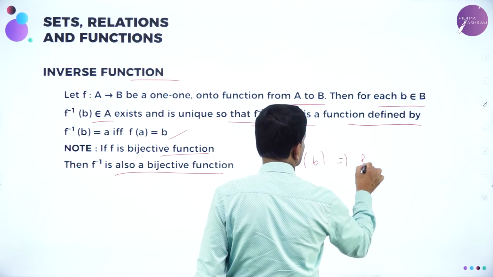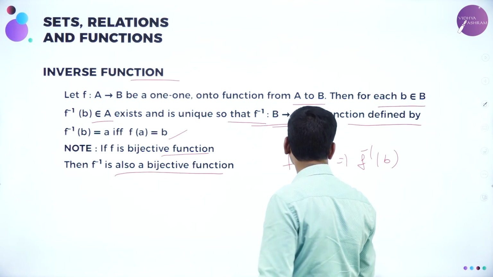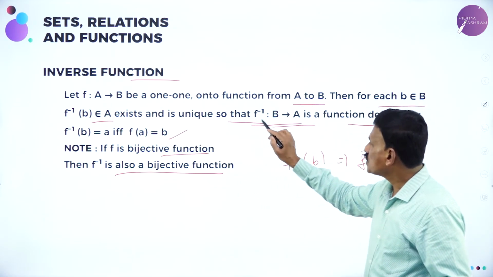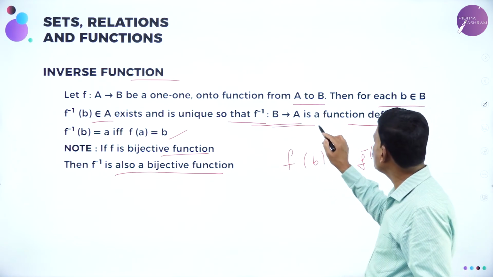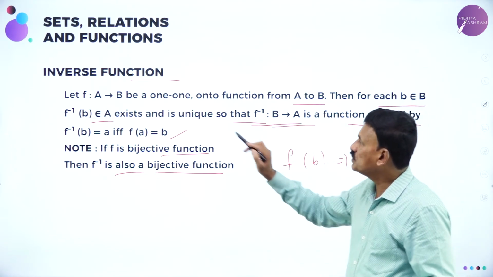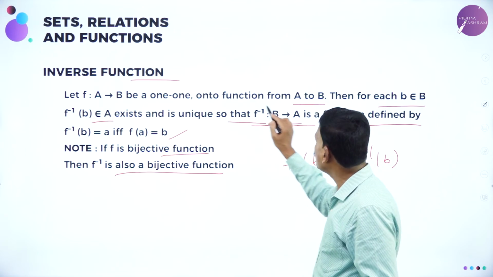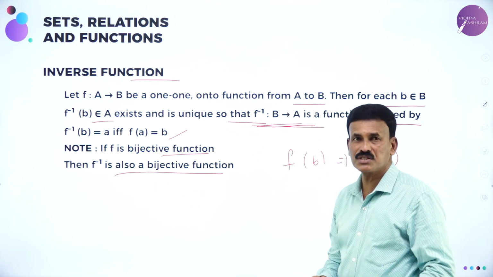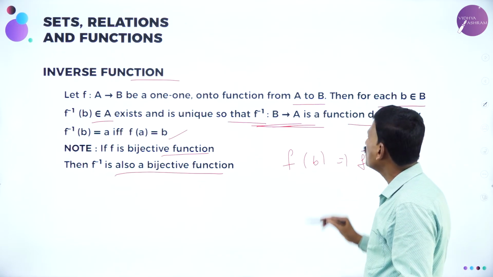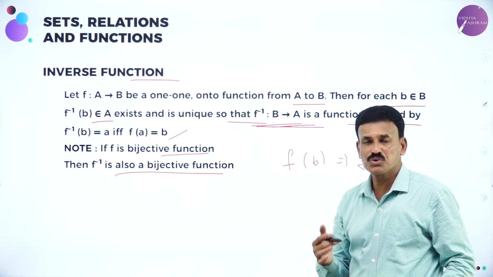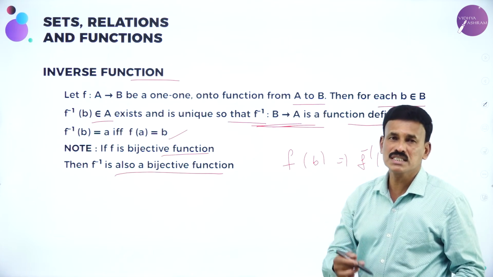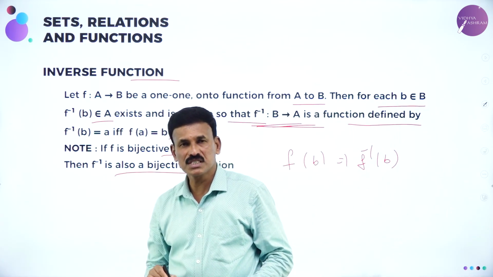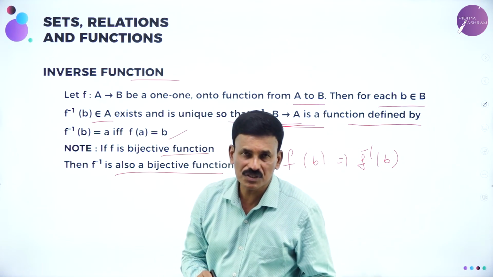A function f from A to B is one-one and onto, then only it is an invertible function. The inverse of f is denoted as f inverse. F inverse of b belongs to A, exists and is unique, so that f inverse from B to A is a function. So, if f from A to B is one-one and onto, then the function from B to A is called the inverse, denoted as f inverse. That is, if it is bijective, then only it is an invertible function.